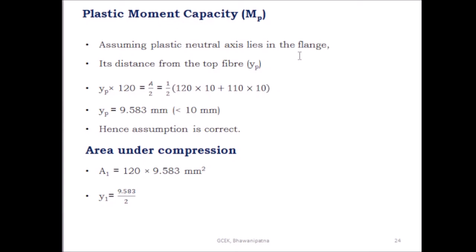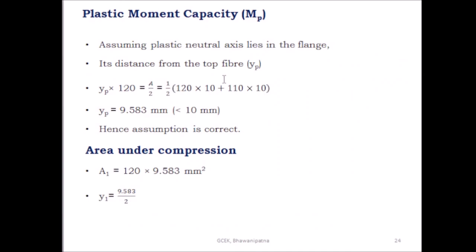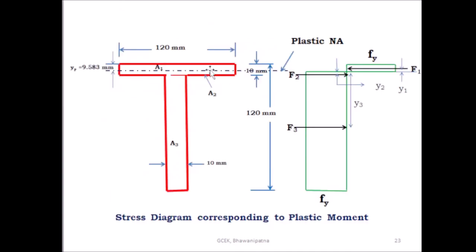Assuming the plastic neutral axis lies in the flange. Here you don't know where the plastic neutral axis passes. Where the plastic neutral axis lies, that you don't know in this case. So what you have to do? You have to assume the plastic neutral axis lies in the flange, because the plastic neutral axis divides the area into two equal halves.